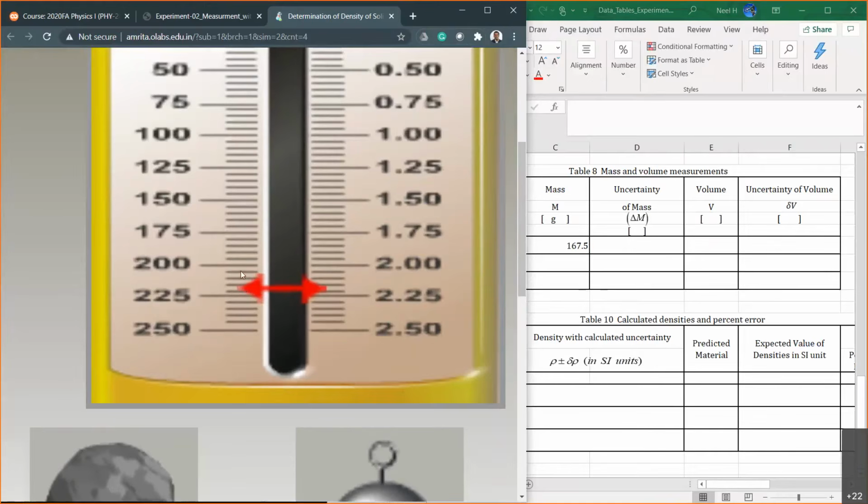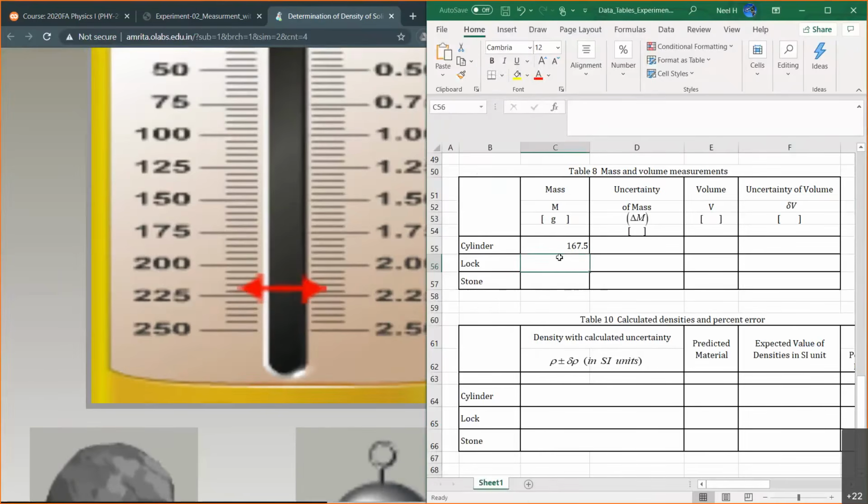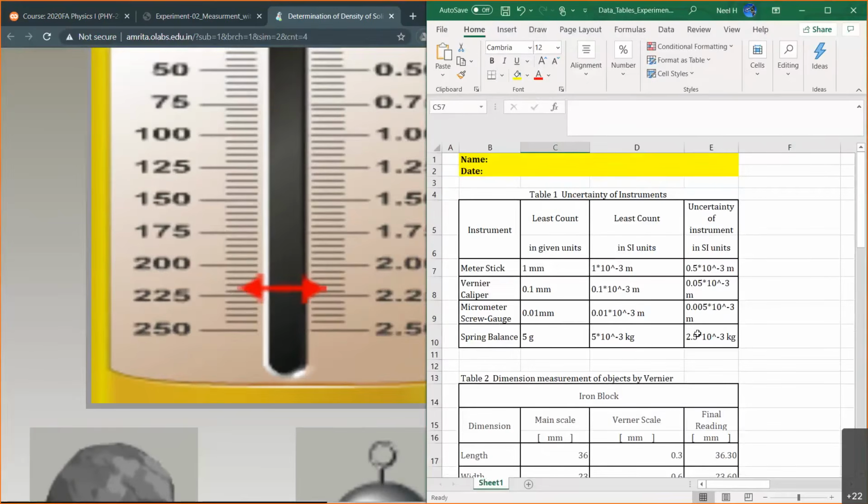200, 205, 210, 215. This is 220. The red arrow is in between. So I can read 217.5. 217.5, right? Because I can always go down to the first decimal place. You remember, the error here in gram is at one decimal place. Okay.